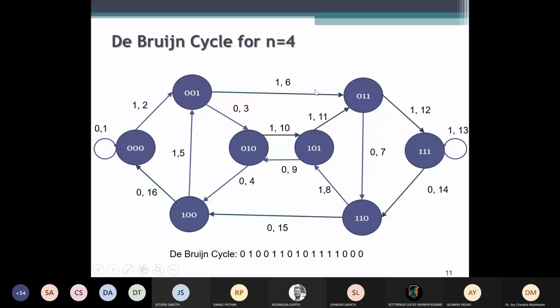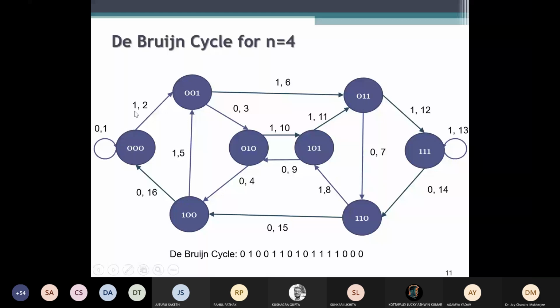Say for example 0 1 1 and 1 1 1. The last two bits are 1 1, and the first two bits here are 1 1. So there is an edge between them, and the label will be 1. That is, if it is A to B, then the last bit of B will be its edge value.